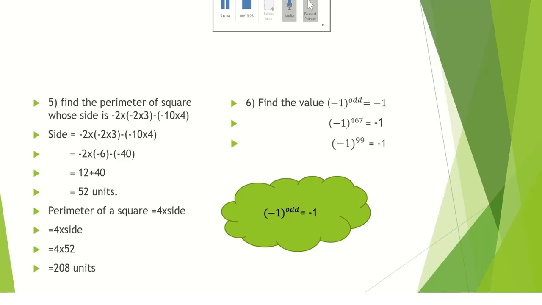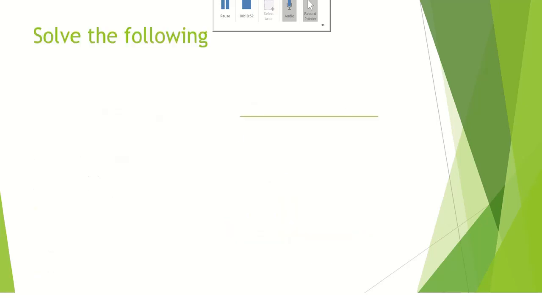The next one, minus 1 whole to the power of 99. First, only check the power. If the power is 99, an odd number, obviously the answer will be negative. Same here, if it is an even number, minus 1 whole to the power of an even number, suppose I have given 100, obviously you will get a positive sign. So minus 1 whole to the power of 100 is always 1.